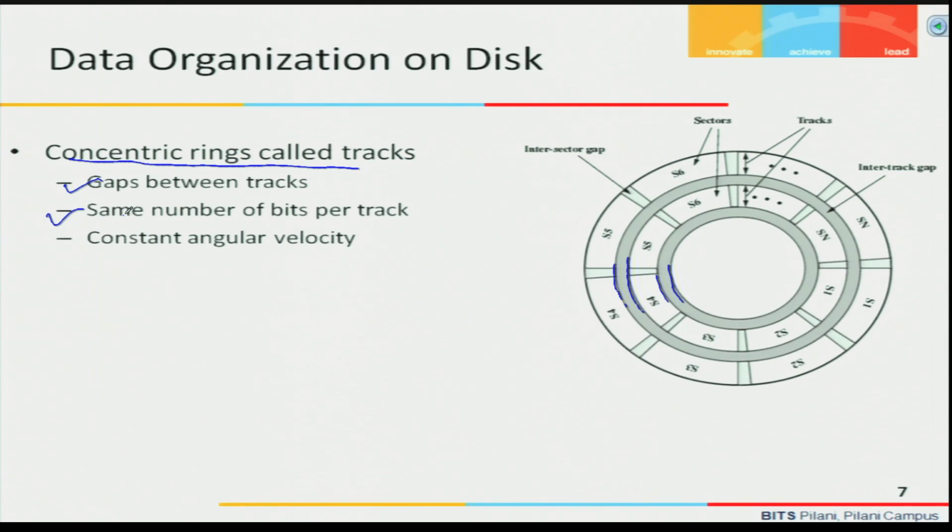There are the same number of bits per track. Each track has the same number of bits which can be written on it, and this disk rotates with a constant angular velocity.